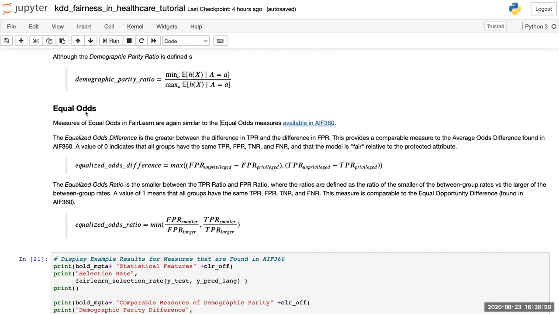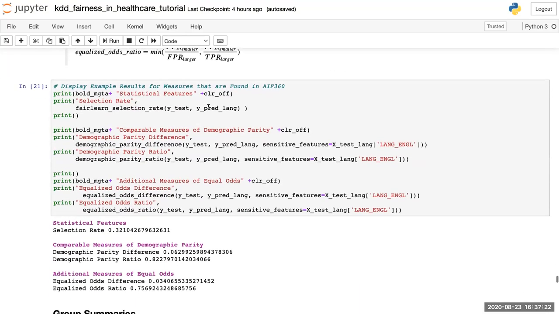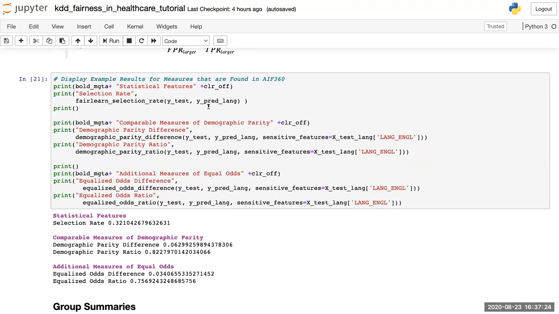It also includes additional measures of equal odds, the equalized odds difference and the equalized odds ratio, which compare the true positive rates and false positive rates. Comparing the differences or the ratios and just testing if anything is above zero, essentially. It also has some group summary functions and difference functions that are similar to what we saw in AIF 360 above.